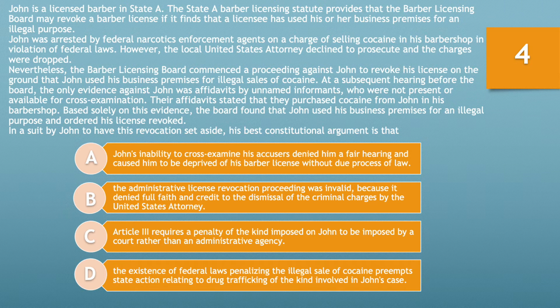B, the administrative license revocation proceeding was invalid because it denied full faith and credit to the dismissal of the criminal charges by the United States Attorney. C, Article 3 requires a penalty of the kind imposed on John to be imposed by a court rather than an administrative agency. Or D, the existence of federal laws penalizing the illegal sale of cocaine preempts state action relating to drug trafficking of the kind involved in John's case. Take a few seconds and choose the best answer now.